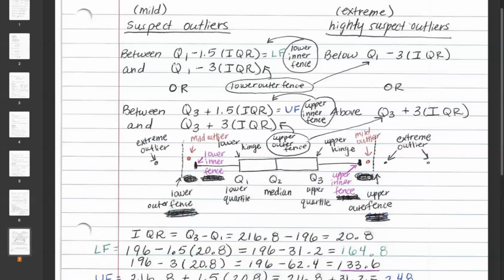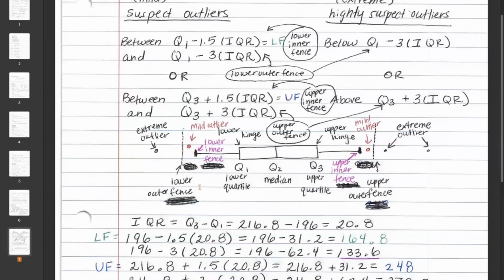And so this dotted line here is calculated by Q1 minus 3 times the interquartile range. And then this dotted line here is the upper outer fence, and that's calculated by Q3 plus 3 times the interquartile range. Excuse me. So if we have a suspect outlier or a mild outlier, that's going to be an outlier that's in between this dashed line, which is the lower outer fence, and the lower inner fence.